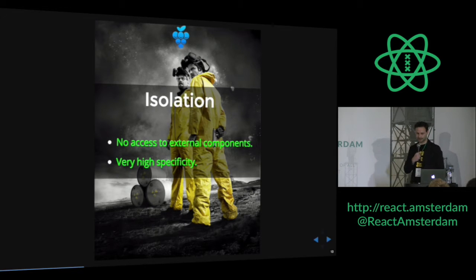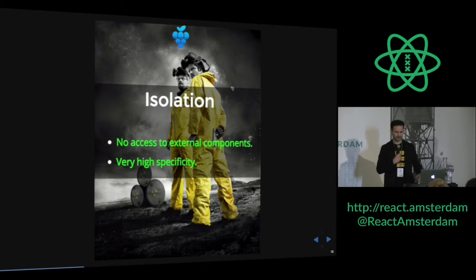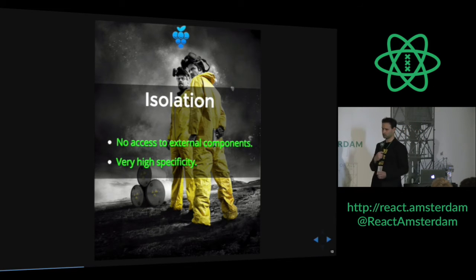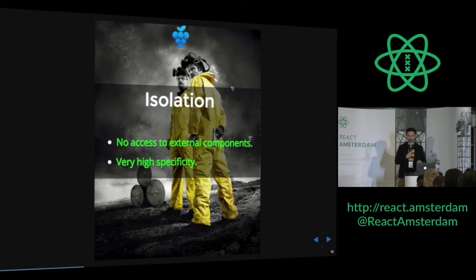Next problem inline styles solve is isolation. As they have no selectors, they cannot break external components, so they are isolated by default. And also they have another feature, a very high specificity, which means aggressive selectors cannot break your styles just by accident.